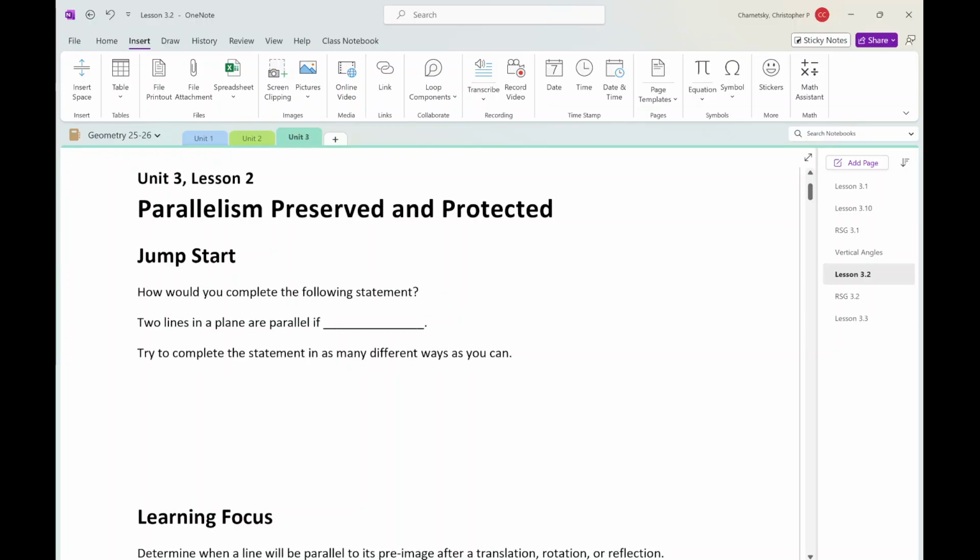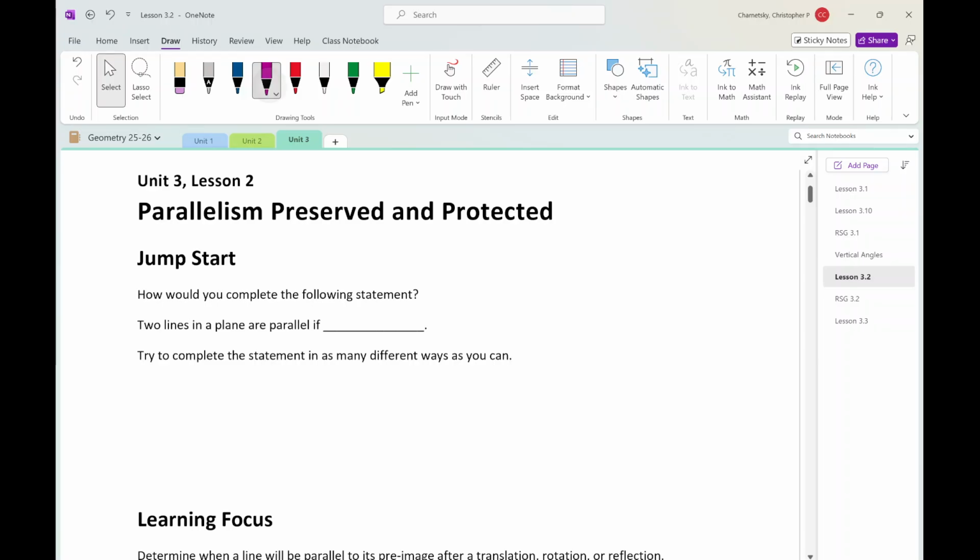Alright, let's get into the jump start. How would you complete the following statement? Two lines in a plane are parallel if... Well, there's a couple of things that we could say. One of the obvious things is that the two lines would never intersect. So, filling in this statement here: two lines in the plane are parallel if they never intersect or cross.